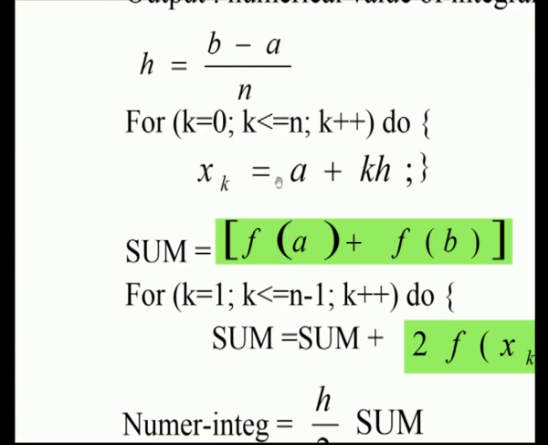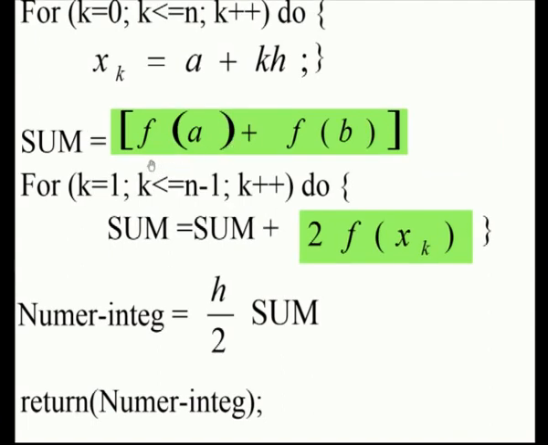When k equal to 0, it coincides with the left end. When k equal to 1, a plus h will be the nodal point x1, the first nodal point. When k equal to 2, a plus 2h. Likewise, you define the nodal values for n points. So, from 0 to n, I get n plus 1 points.